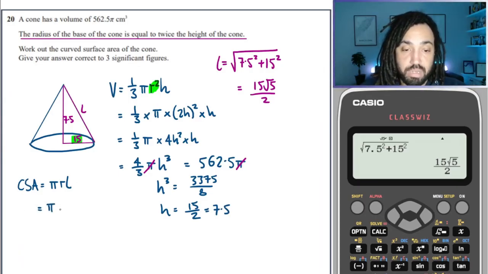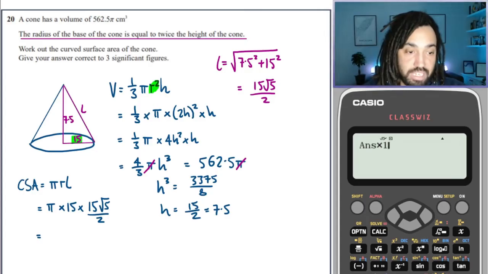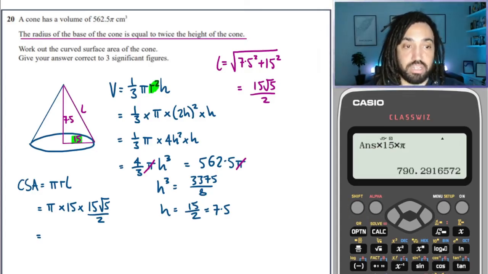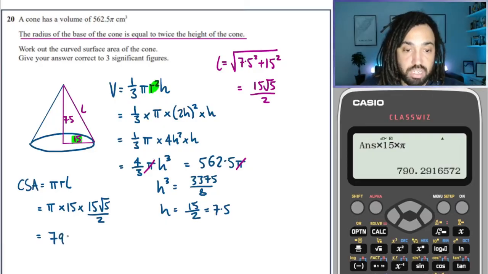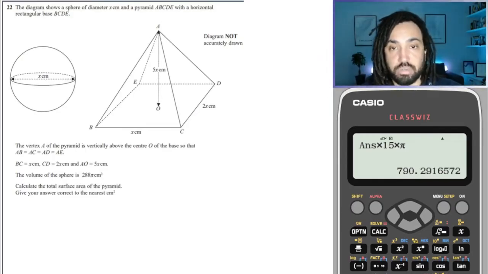And this is going to be pi times by the radius, which we know is 15 now, and the slanted height, which is this. So I'm going to times the slanted height by 15 and by pi, and that is going to give me my curved surface area, which is 790, and that will be centimeters squared to 3 significant figures. And that is bosh.